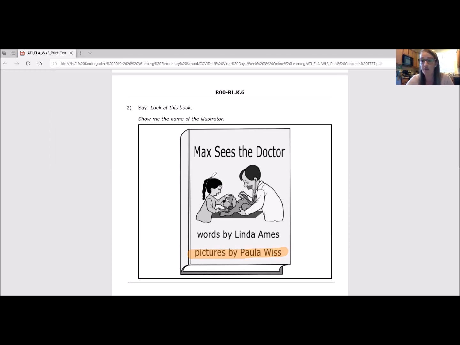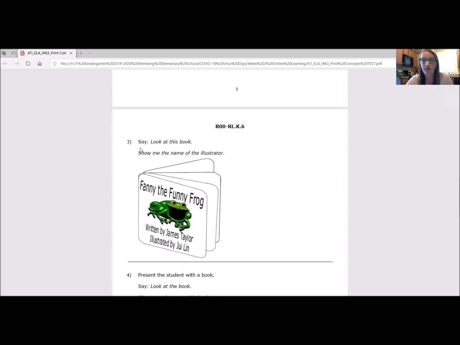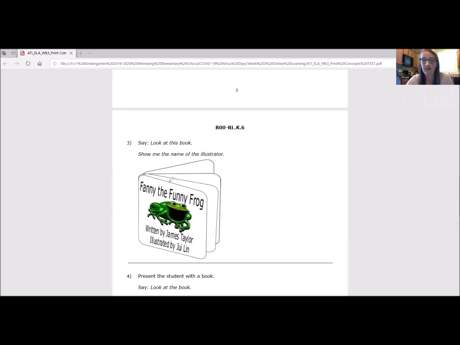And always on the front cover of a book, they always start by doing the title, might have a little bit of a picture, then they always list the author first, and list the illustrator second. All right, let's try number 3. Number 3, it wants you to please look at the book and show me the name of the illustrator. So it says Fanny the Funny Frog, written by James Taylor and illustrated by Ju Lin. So where's the name of the illustrator? Yep, right there at the bottom. The illustrator is always right below the author.